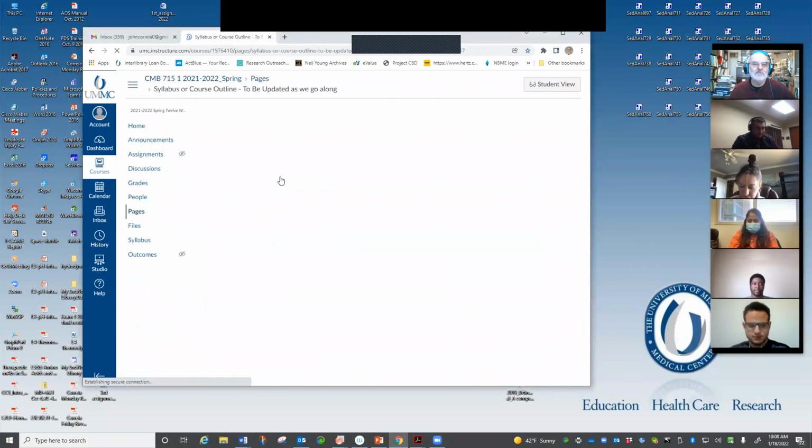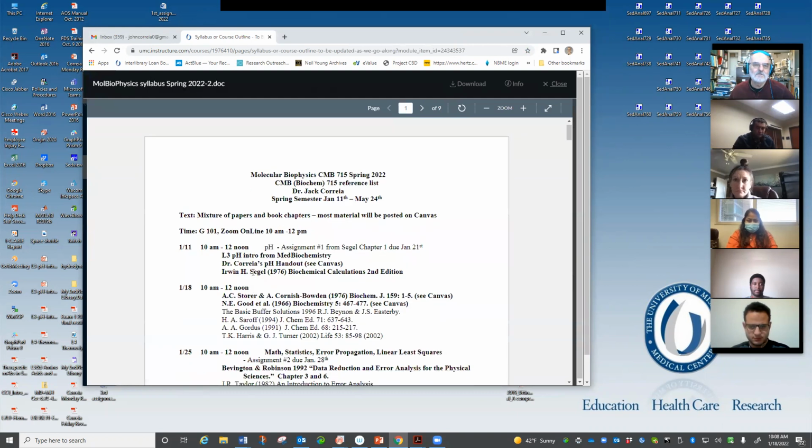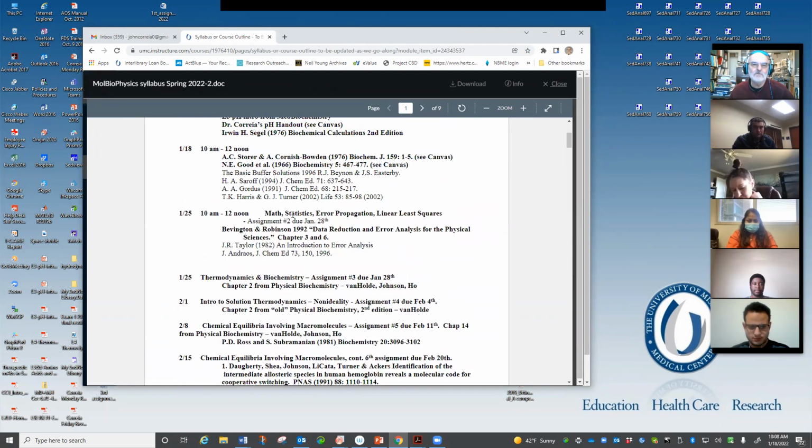So for example, in the syllabus, after we do statistics here, and these are 2 chapters out of this textbook by Bevington. This will be on error propagation, and this will be on linear least squares. I would generally go into a series of chapters on thermodynamics that come out of past versions of Van Holde's book, but I'm pretty sure I'm going to insert something right here on the whatever the next date is after the 25th, so it's probably February 1st.